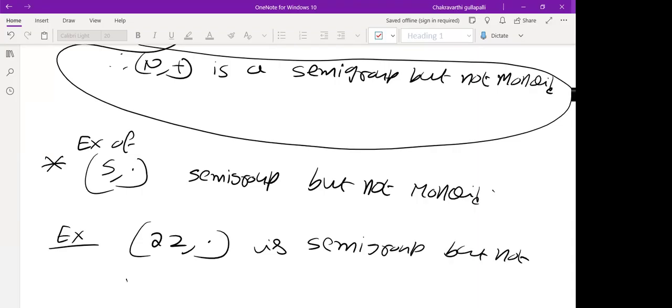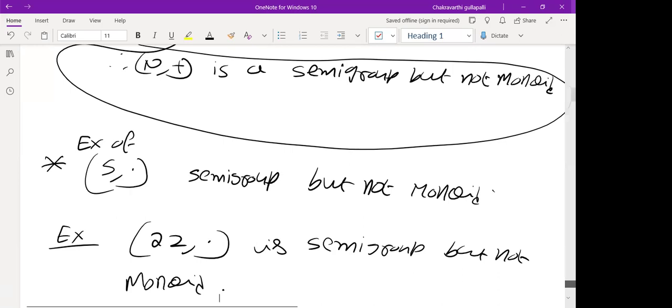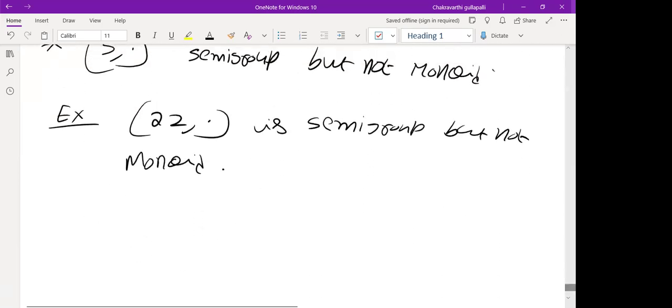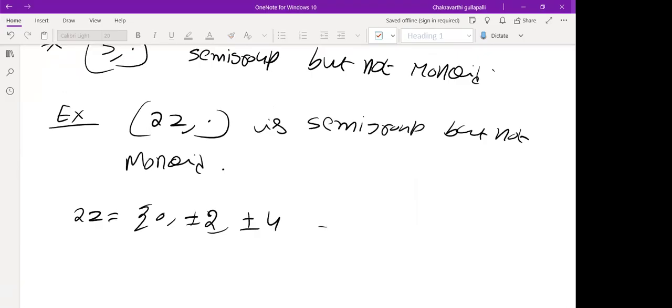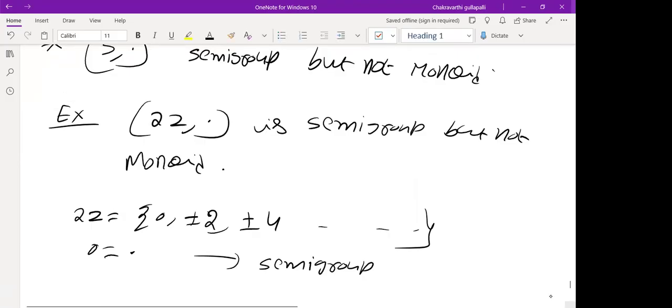Majority of the students cannot answer this in the interview as well as in the entrance. Which of the following is a semi-group but not a monoid? 2Z. Why is it so? What is 2Z? It is the set of even integers: minus 2, plus 2, minus 4 and so on, with the operation dot. Here it is a semi-group, because the product of two even integers is again an even integer, and multiplication of integers is associative. But the violated axiom is that identity does not exist.